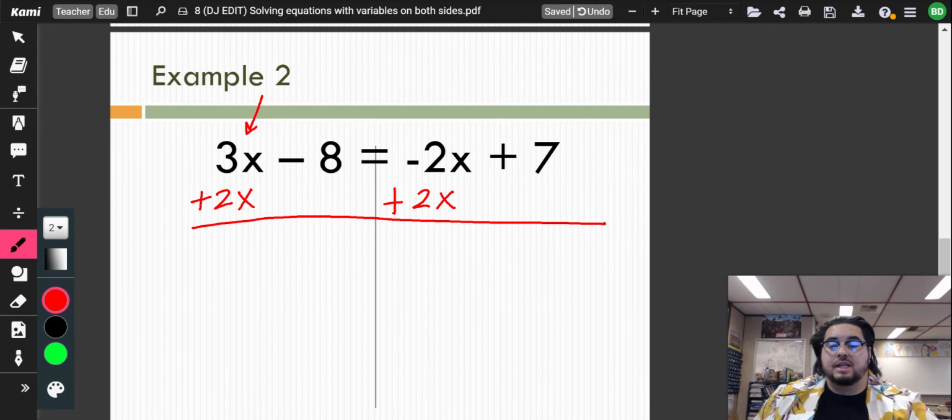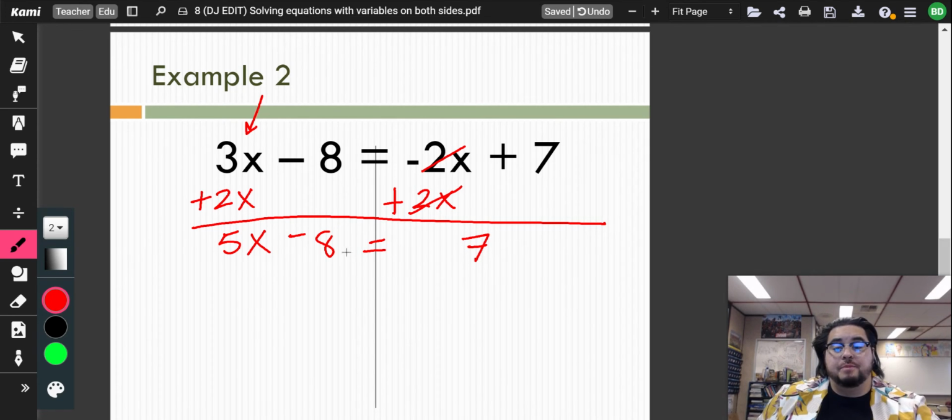3x plus 2x leaves us with 5x. The negative 8 comes down. These cancel out, and I bring down the positive 7. And now I have a two-step equation, really simple. I need to get rid of everything else around x so that x is isolated. I'm going to add 8 to both sides.